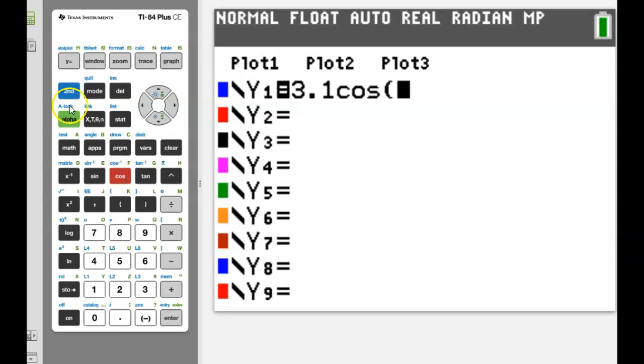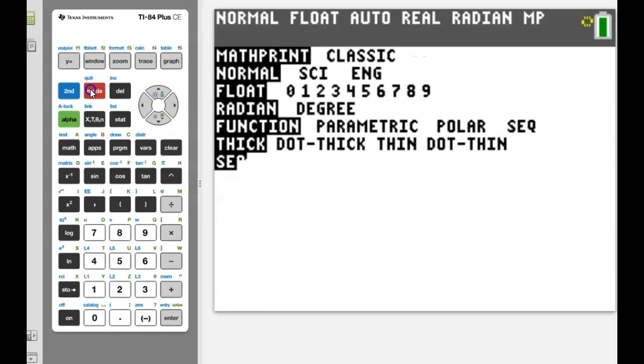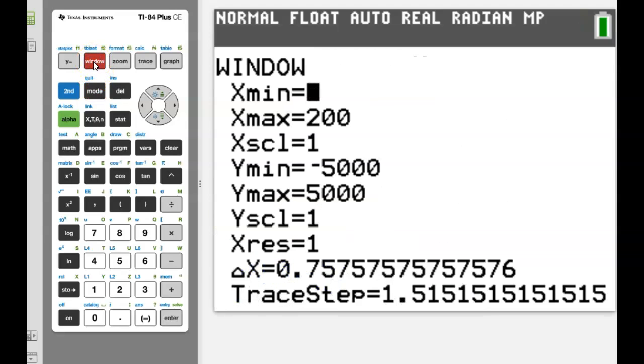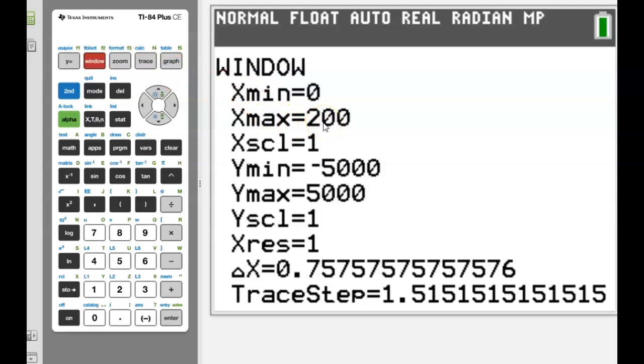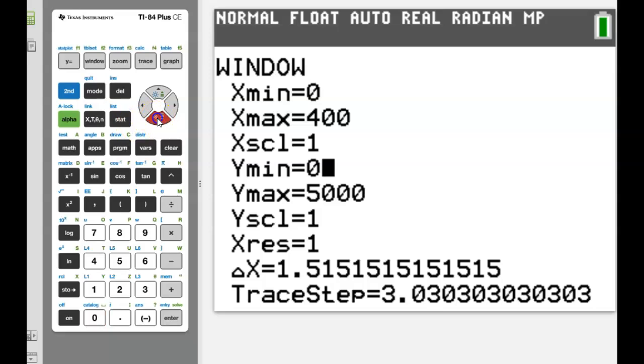3.1 cosine pi over 183, thank you. And then another parenthesis, x minus 172. Close, plus 12.2. I don't know how I remembered all that. Okay. I need to be in radians, which I am. I need a window that makes sense. I do need to go out a long ways, don't I? Like, if you did 400, okay, like there's 365 days in a year, that seems okay. And 0 to like 16 or 17 hours of daylight would be plenty. Does that seem okay?